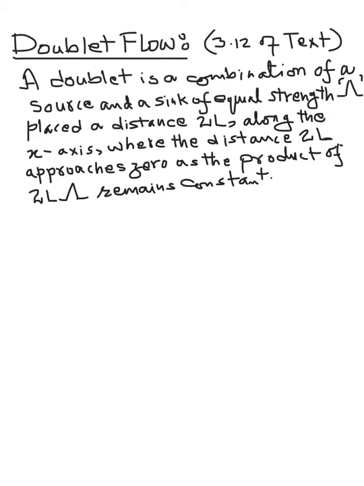This is our third elementary flow known as doublet flow. It is a special degenerate case of source and sink that leads to a singularity known as doublet. So doublet is a combination of a source and sink of equal strength. Remember, if that lambda is the strength of the source or sink, which will be placed at a distance 2L along the x-axis, and subsequently they will approach each other, and we will derive the stream and potential function for that flow.